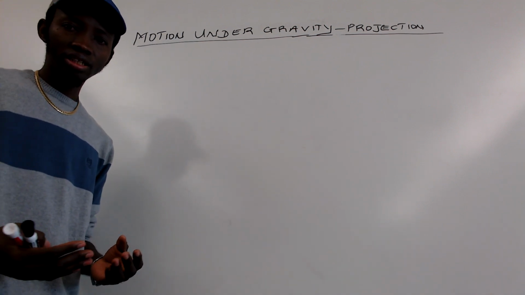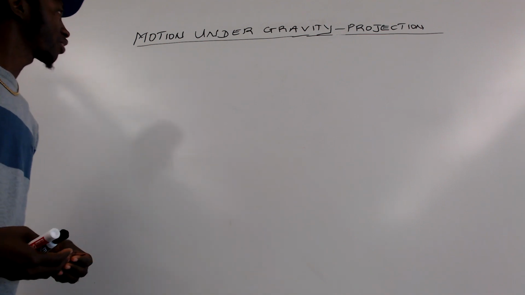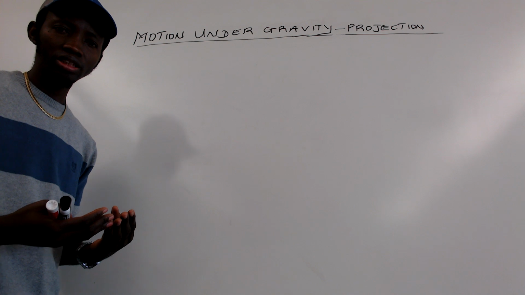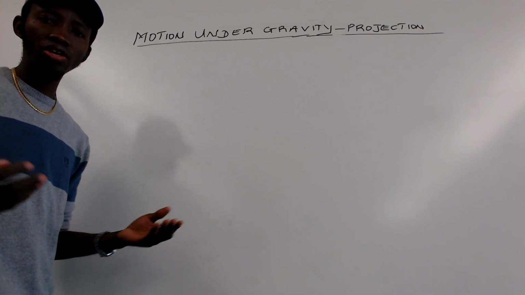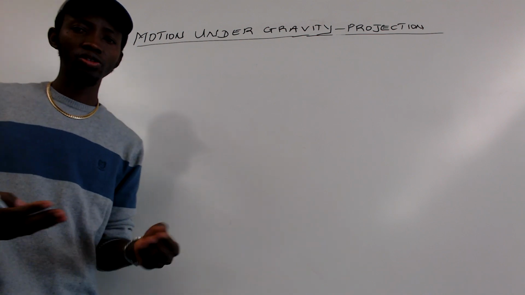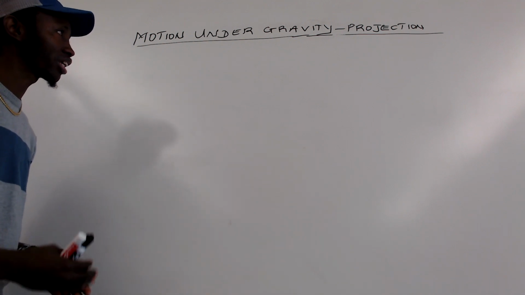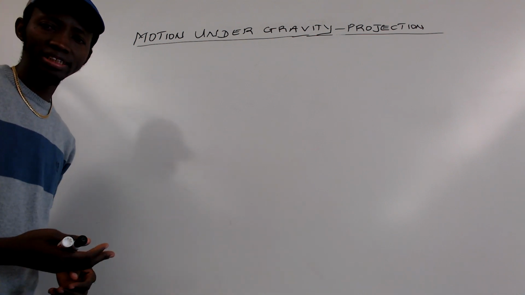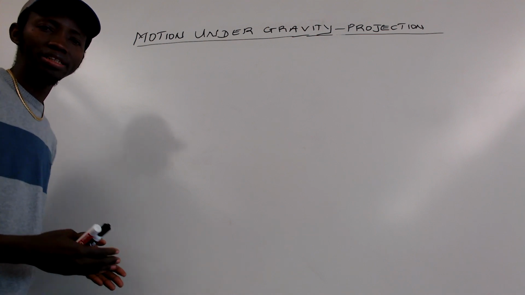Greetings all. In this video we're going to talk about projection, which you can also refer to as motion under gravity. Projection is an object, particle or body which moves through space. This projection is highly influenced by gravity, because gravity varies from place to place. So gravity affects projected motion, and any object, body or particle being projected is highly influenced by gravity, which varies from one place to the next.